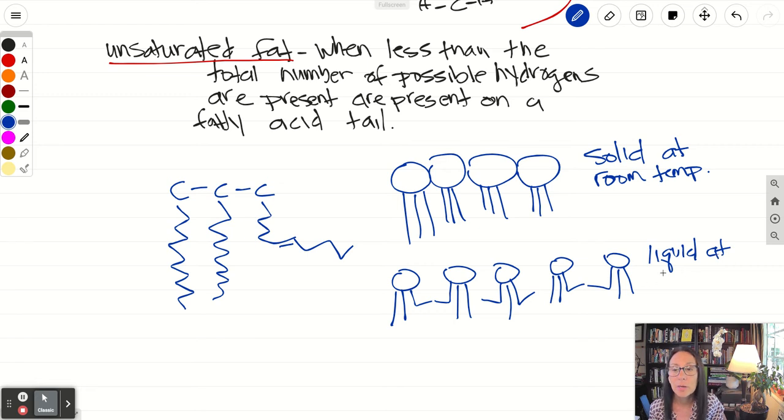Okay. And so these are what our oils are. These are what our oils are because our oils are liquid at room temperature, and the oils are healthier fats than the solid fats like butter and the fat on your bacon. Okay, so that's what a saturated fat and an unsaturated fat is.